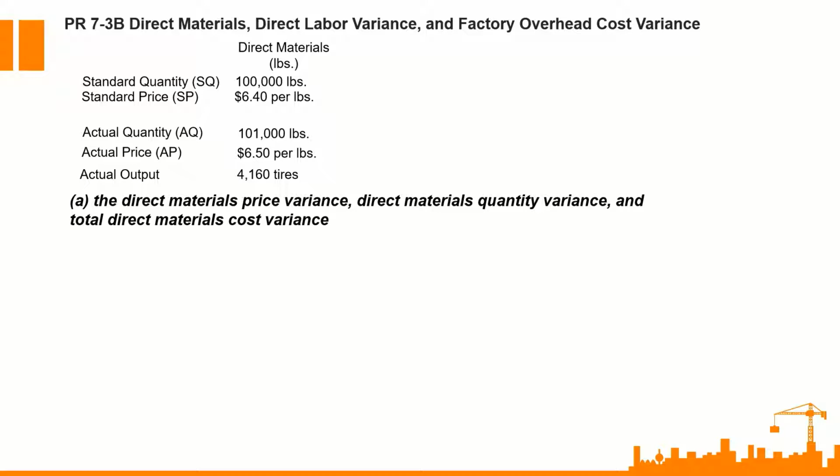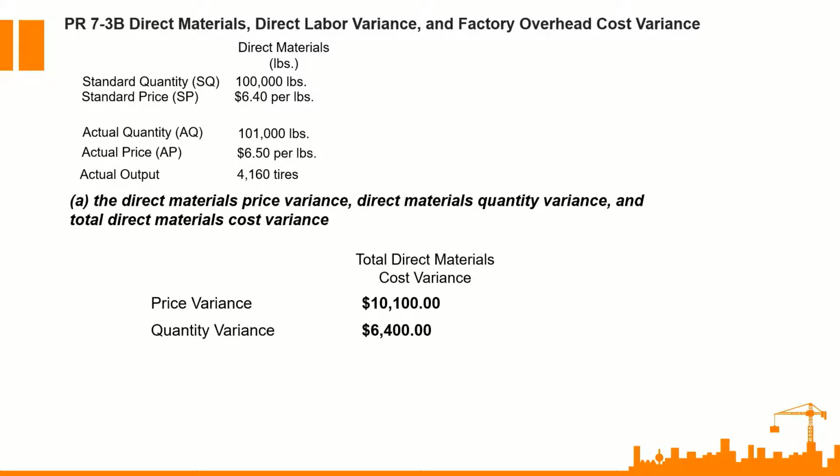So, from our previous computation, we have solved the price and the quantity variance. It will help us solve the next variance, the total direct materials cost variance. So, based on the name itself, it's just the total between the two variances we previously computed. So, carry over the amounts. Both are unfavorable. It is just a matter of simple addition. So now we have here the total direct materials cost variance of $16,500, still unfavorable.